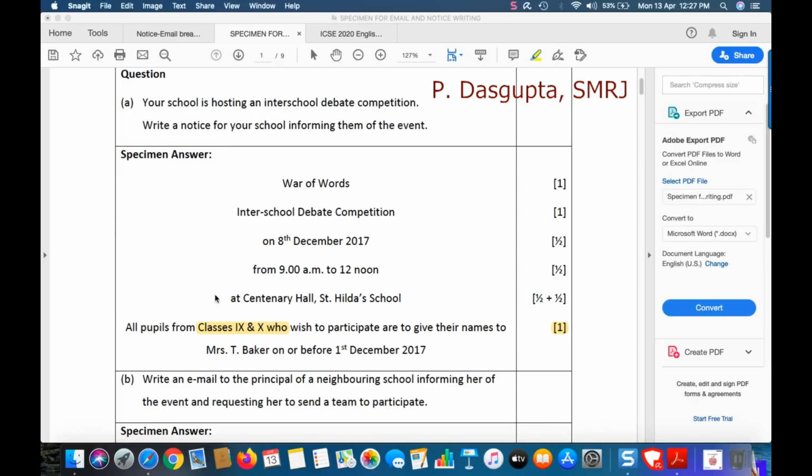Now, what is the purpose of this line, the last line? The purpose of this last line is, now if there's a debate tomorrow, and say for example tomorrow from 12 o'clock in the afternoon, and there are students who are coming to you at 11:45 asking to participate in the event, will you be able to manage them? No. That is the reason Mrs. T. Baker on or before 1st December 2017. Now see, the debate is on 8th of December. We are accepting entries till 1st of December 2017.